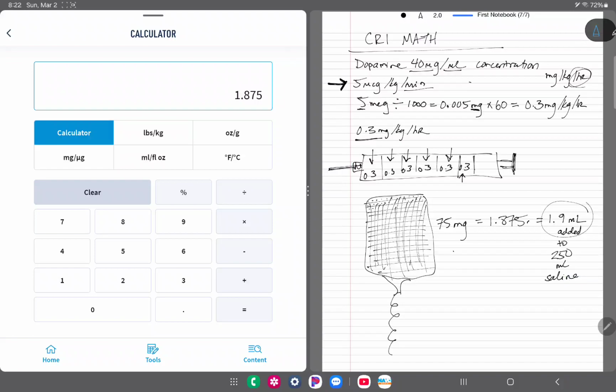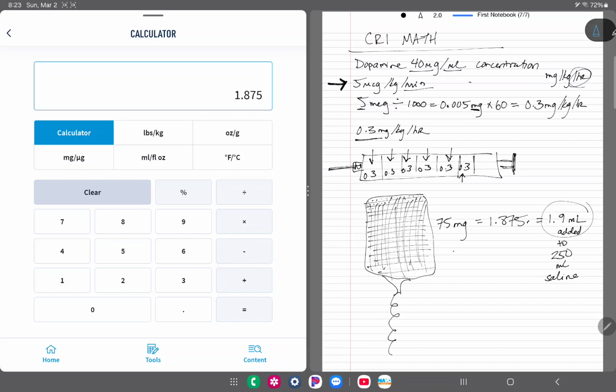And I keep saying saline because dopamine, dobutamine, norepinephrine, they all play very well with saline, but they don't necessarily play well with other drugs like LRS or Normosol or any of those other ones. It's just safer to fill it in with saline. So if you're going to do it this way, please have some saline on hand so that you can do it.